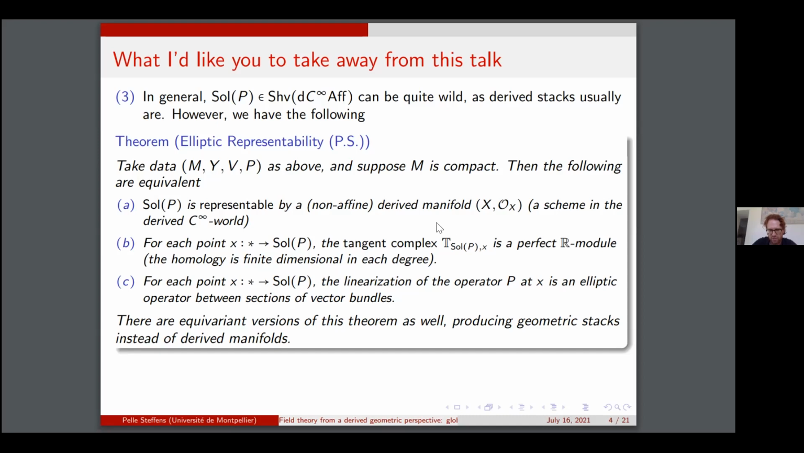So this tangent complex here somehow controls the formal neighborhood of this space. And in this case, well, we're not doing anything stacky, so this will be a two-term complex, and the differential coincides precisely with the linearization of this operator. If this is elliptic, this complex is perfect, and it turns out that is enough to produce an atlas by affines on this thing. And so here everything, well, let me go back quickly.